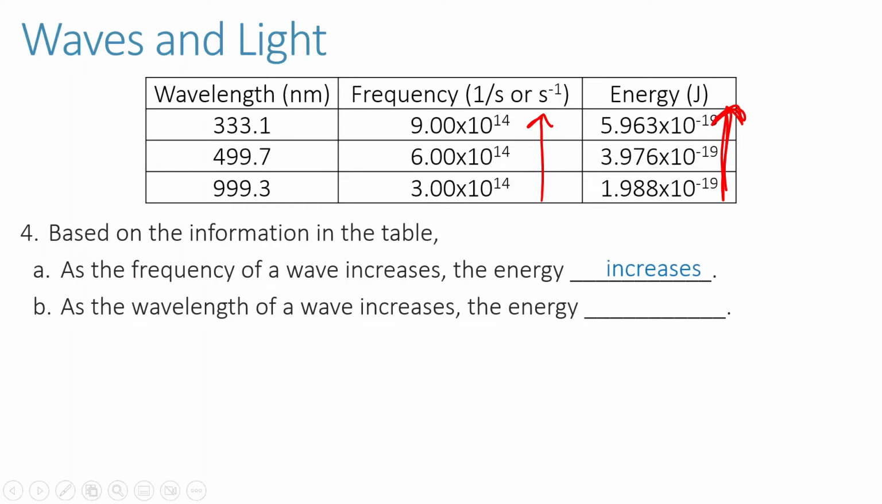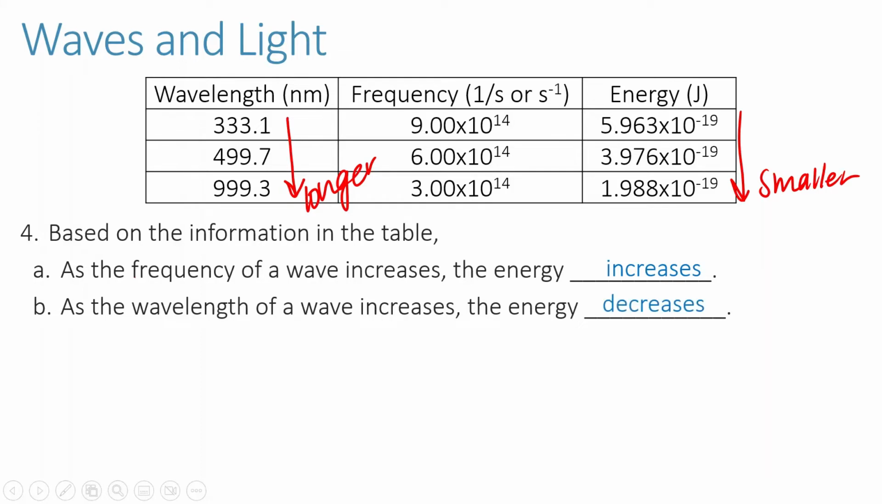Now we want to compare what happens with wavelength and energy. Here we see that as my wavelength is getting longer, my energy is getting smaller. So as the wavelength of a wave increases, the energy will decrease.